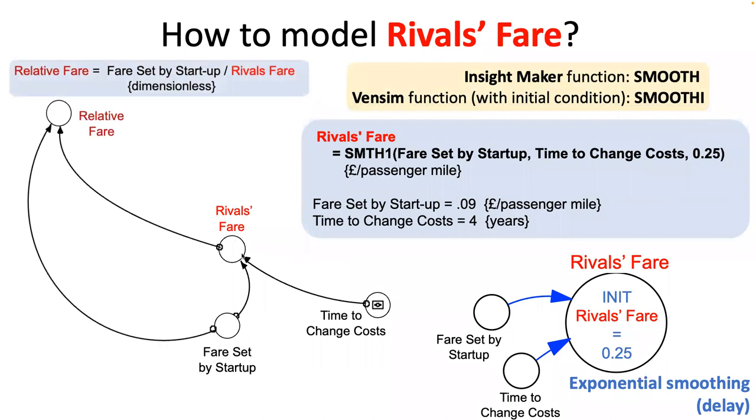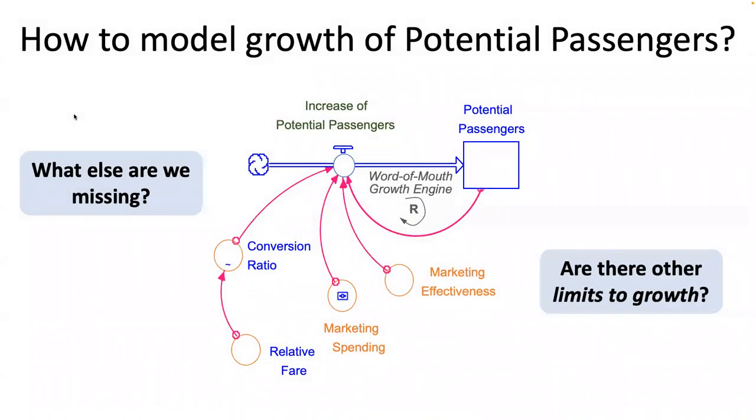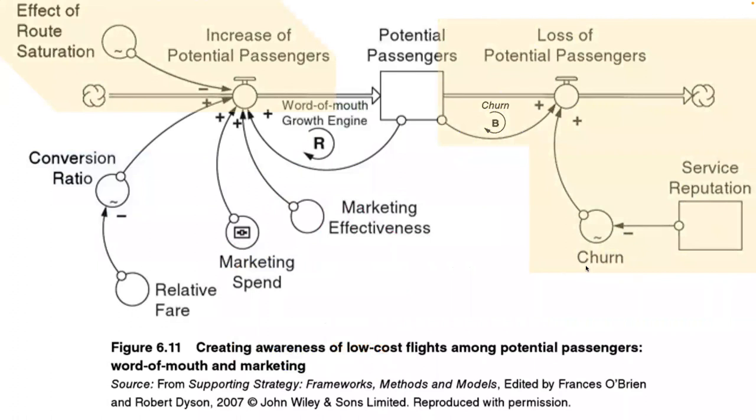Sure, yeah. So once we've got that, we can connect it back up to the relative fare. And then you can ask, are there other things that we're missing? So this is our EasyJet example again. We've got how the relative fare is changing over time, and how potential passengers are growing. But whenever we've got growth, the other thing we should think about is, are there other limits to growth? And so we can bolt on other things.